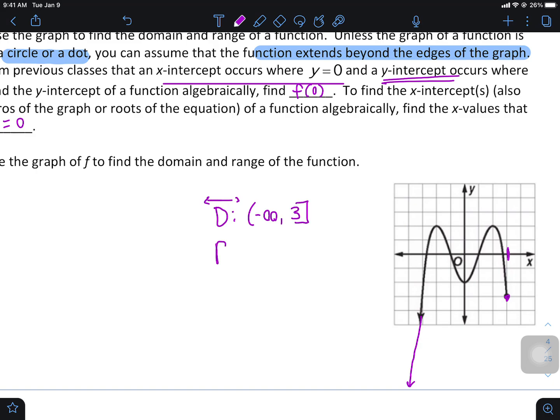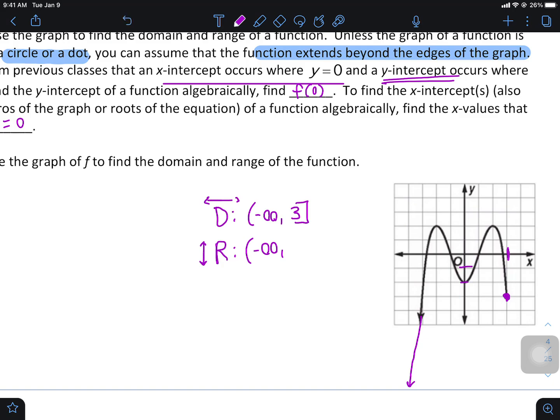Your range is the set of all of your y values. That's how high and how low does the graph go. So let's start with the low part. We can see the arrow takes us down forever, so that'd be negative infinity. And some people get confused. They look at this endpoint and say, oh, okay, so it's from negative infinity to, I guess, that y value of negative 3.